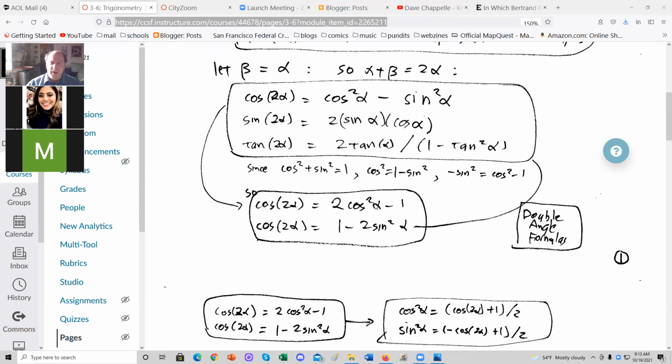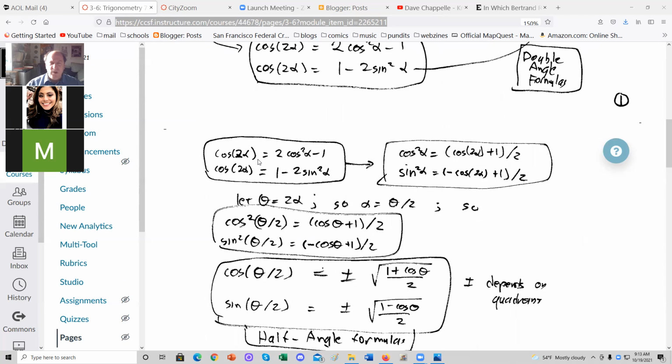Now, the advantage of these two versions of the double angle formula for cosine is it allows you to solve for cosine alpha and sine alpha in terms of cosine 2 alpha. So cosine double angle equals twice cos squared minus 1. You add the 1 to both sides and divide by 2. You get cos squared equals cosine of 2 alpha plus 1, all that over 2. Here, a similar bit of algebra. We get that sine squared alpha equals 1 minus cosine 2 alpha, all over 2.